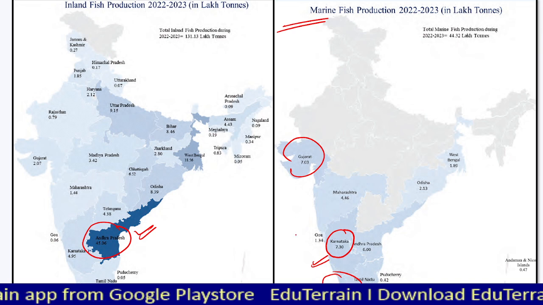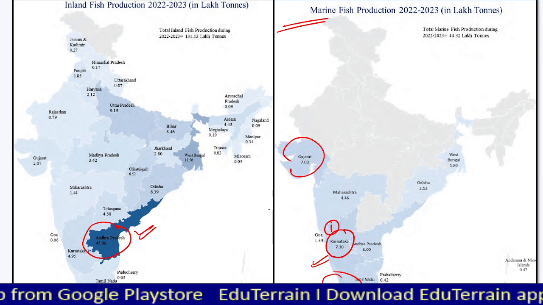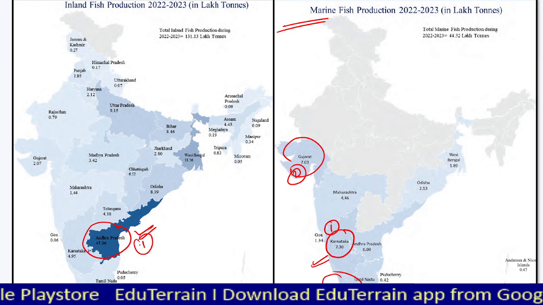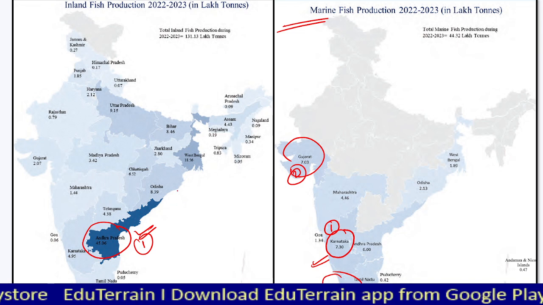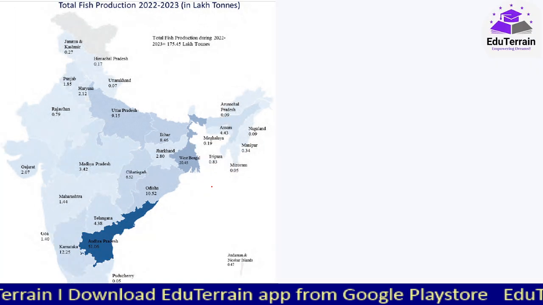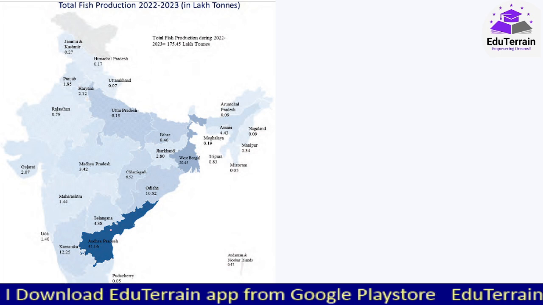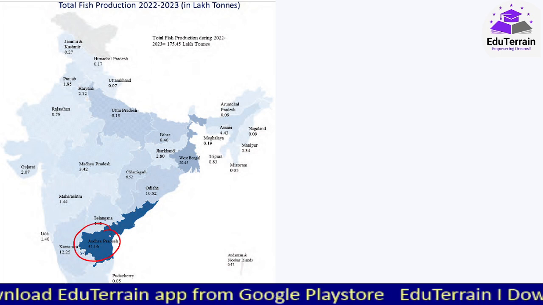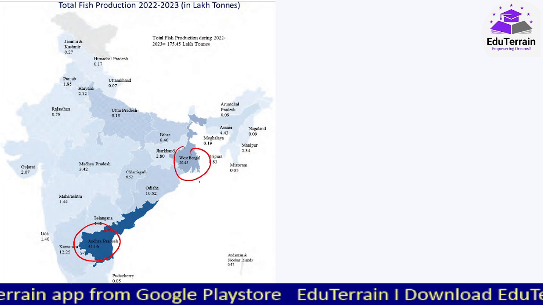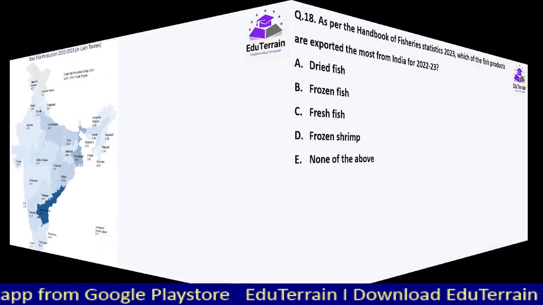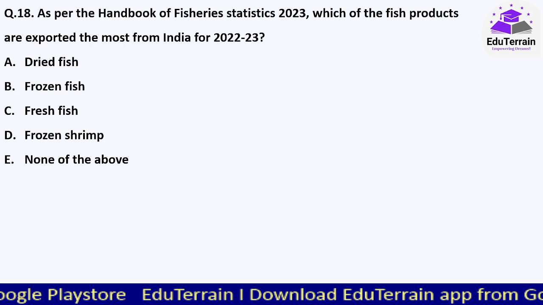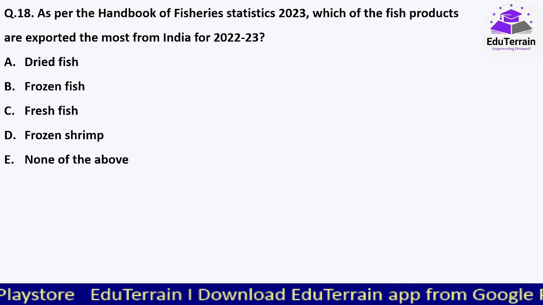Please be very, very careful. This is number 1, this is number 2. In this case Andhra Pradesh is number 1 for inland fish production, and West Bengal is number 2, very far, nowhere close. In total fish production, it is Andhra Pradesh that stands number 1, and after that comes West Bengal at number 2. Okay, as per the Handbook of Fishery Statistics 2023, which of the fish products are exported the most from India?